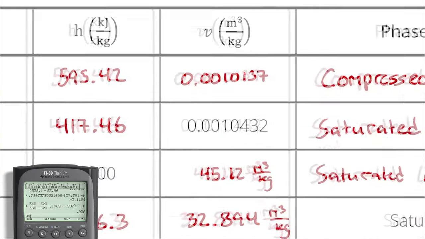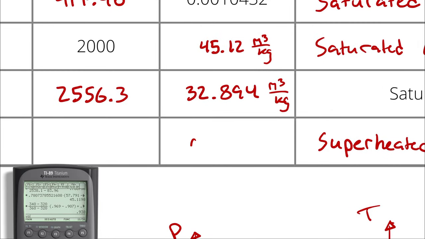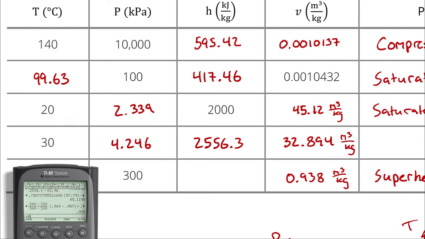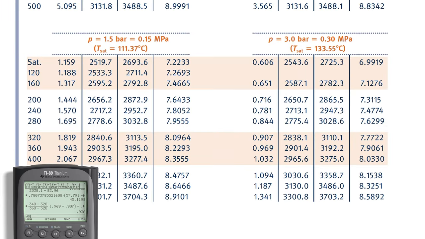Specific volume was this column. And that was 0.938 cubic meters per kilogram. And then we can interpolate for enthalpy in the exact same way.